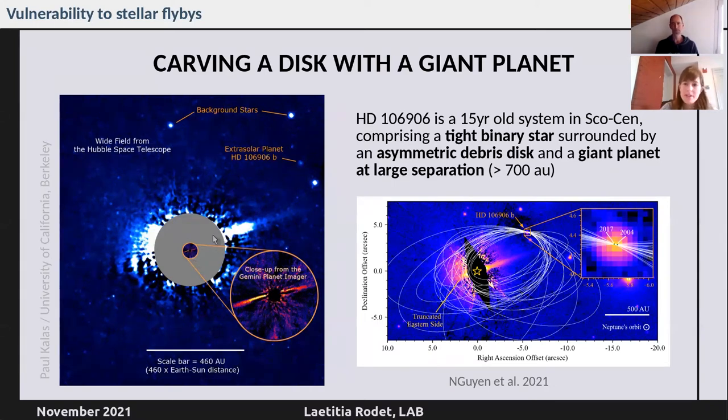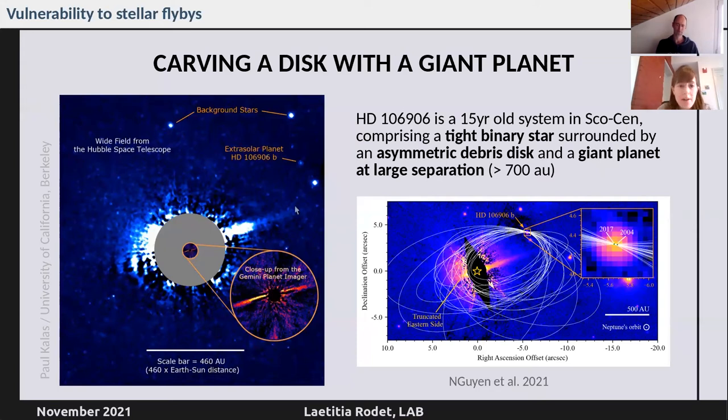It is a very young system in the Sco-Cen association. You can look in the middle of the picture. Just behind the black circle, there is a tight binary star that is hidden here by the coronagraph. This binary is surrounded by a debris disk, which you can see is asymmetric. One side is brighter than the other. When you zoom out, you can see that the debris disk actually continues on one side, extending to very large separations. You can look at the scales here. The bar is 500 AU, so much more than the extent of our solar system. And finally, one of the dots here is a giant planet of around 10 Jupiter masses, which seems to be misaligned with the debris disk.